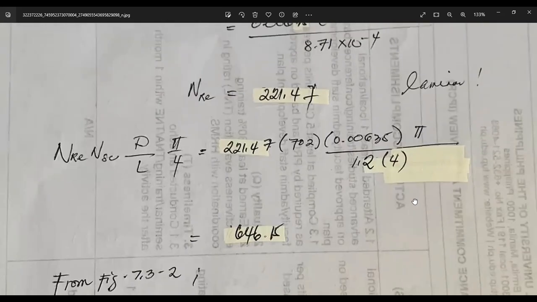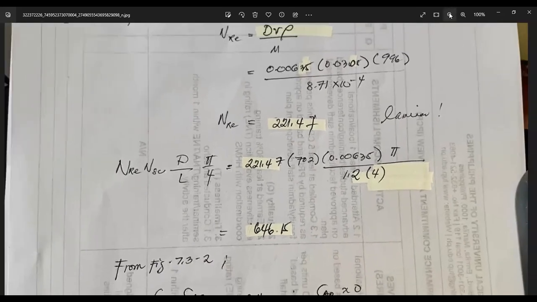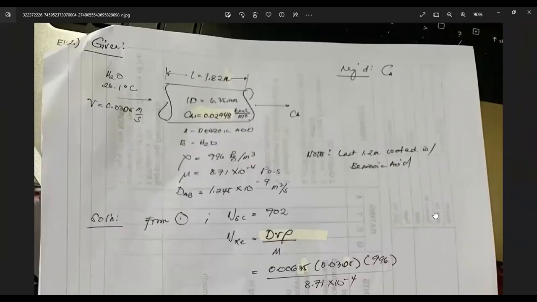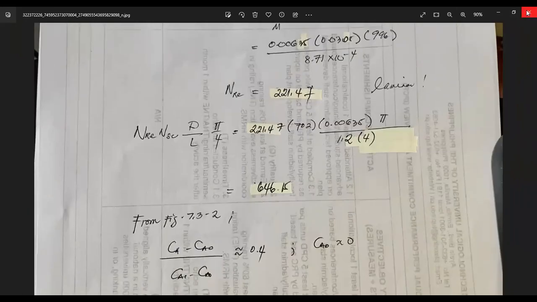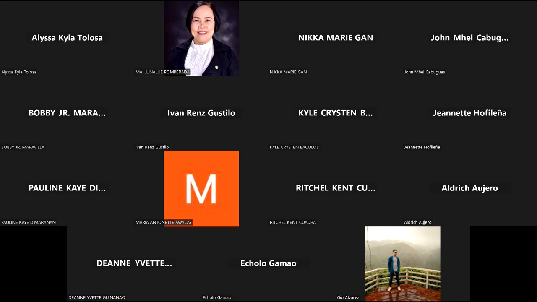Okay, any questions? So none. Sige, we go to the last, the gas absorption quiz.